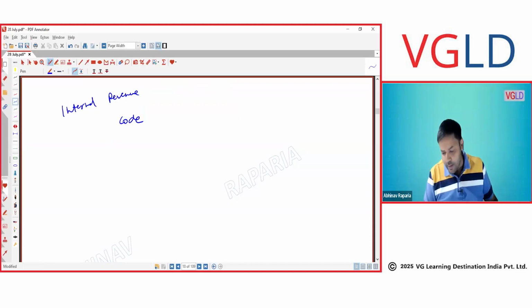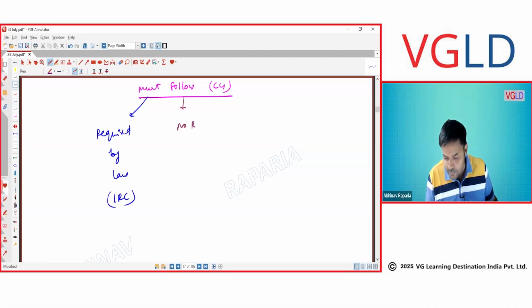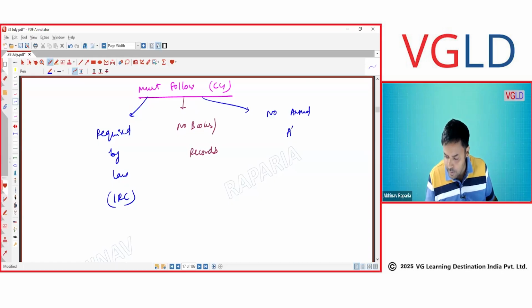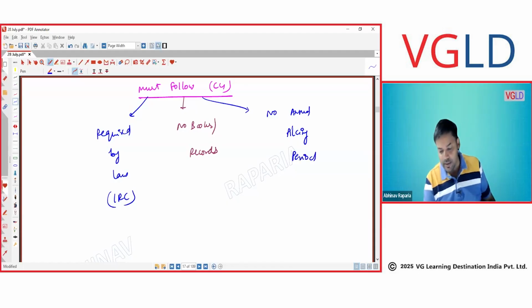Second, it is required by law. You have no choice but to follow that, guys. Second is, if you are not maintaining any kind of books or keeping any kind of records, then obviously we can't give you that advantage. Third is when you're not following any accounting period, guys, and you have no annual accounting. In that case, you have to follow that.